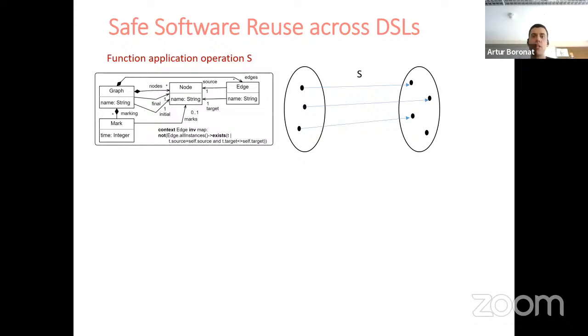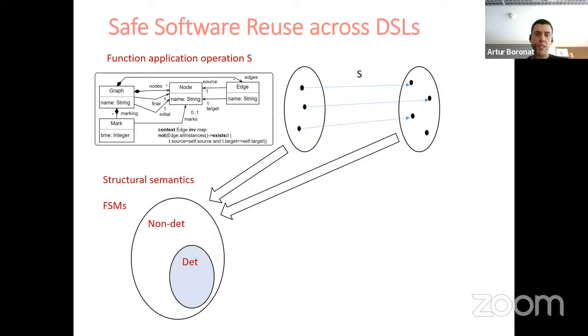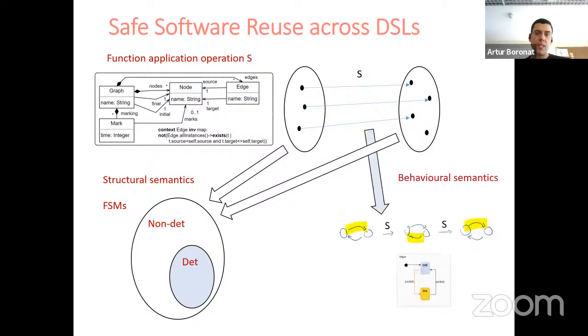The main aim of the talk is to present how we can reuse the application operation S safely across different domain-specific languages. And in the example, we are going to reuse this operation for simulating state machines. In particular, we want to reuse the specification of requirements in the abstract metamodel for specifying state machines, helping us to determine the class of finite state machines that we want to deal with. And in particular, we are going to focus on deterministic state machines. Then I will show how to reuse the function application operation in a different context for simulating those state machines.